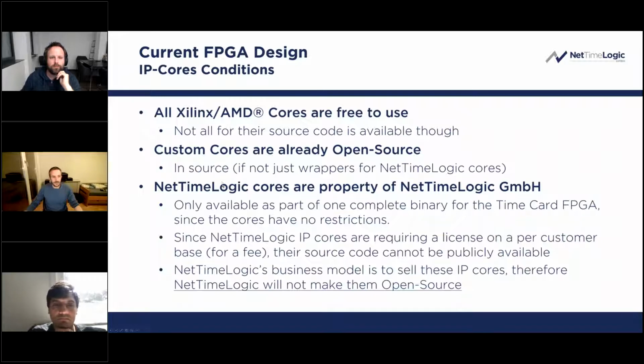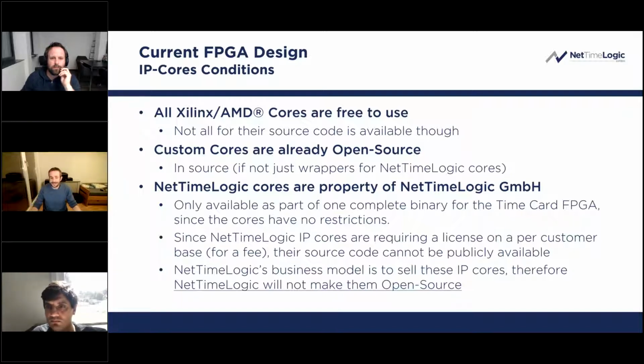Then we come to the NetTimeLogic IP cores, which are property of NetTimeLogic. They are available as part of the complete binary for the time card, and it can be used without any restrictions. The full functionality of the core is integrated just for the time card. These IP cores theoretically require a license per user or per customer for a license fee. That's the reason why this source code cannot be publicly available, since all the customers have bought this code.